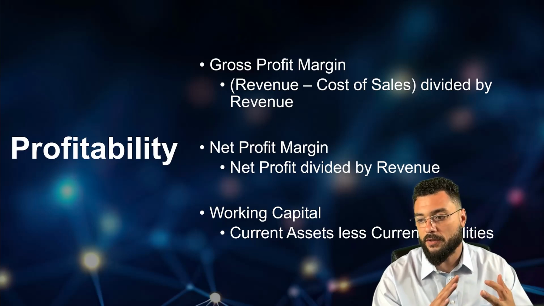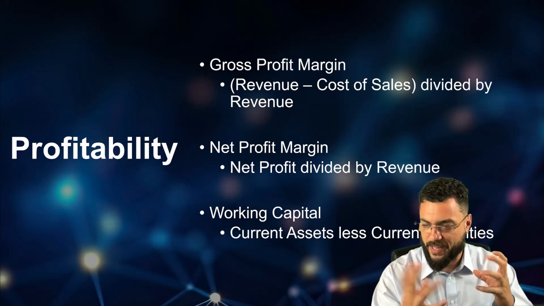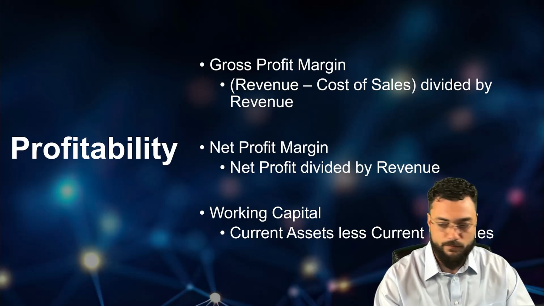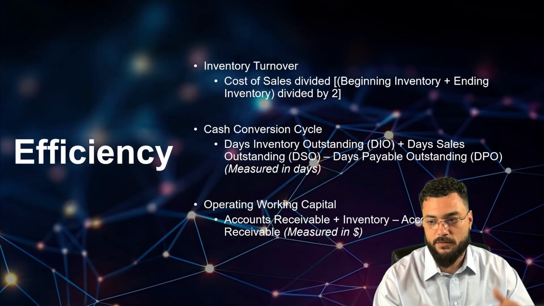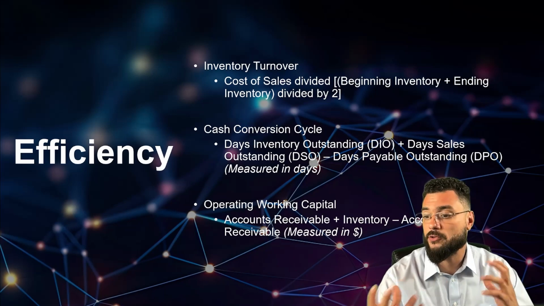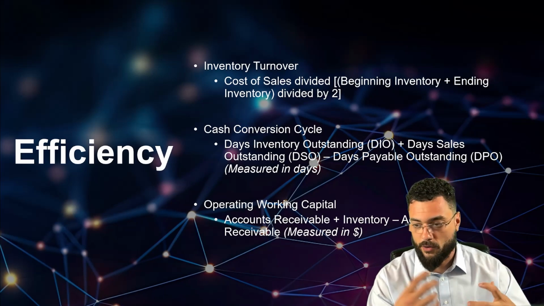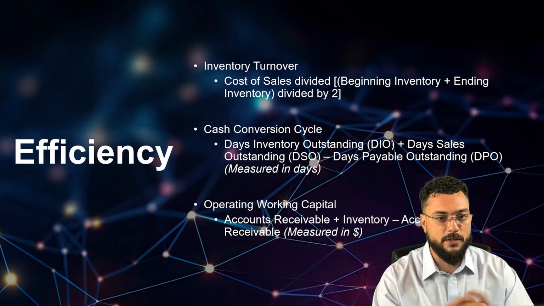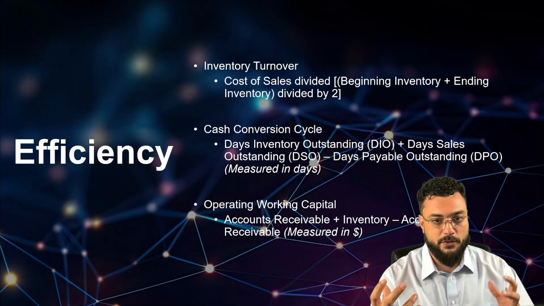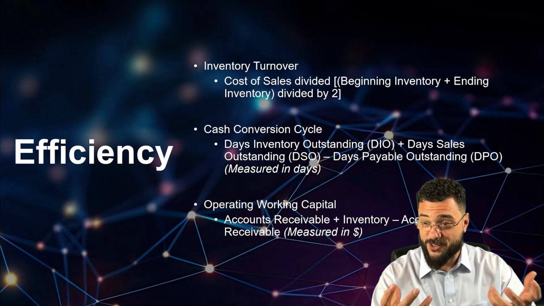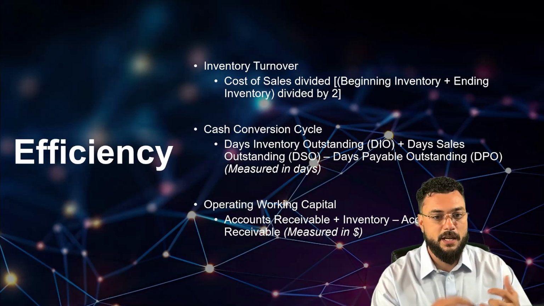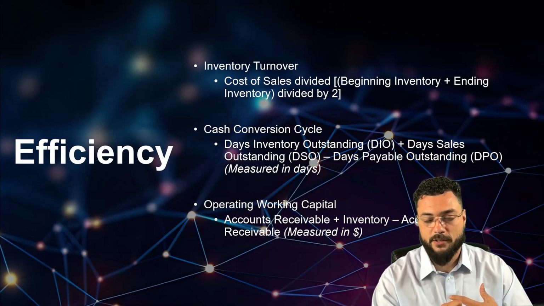Working capital, like the construction example or like the hot sauce example, that cash that's required, right? So it's current assets less current liabilities. Efficiency, so inventory turnover. This is where some of those ratios came into play, cash and inventory, or cash less inventory versus your actual total liabilities. So inventory turnover is cost of sales divided by beginning inventory plus ending inventory divided by 2. So your average, right? Your cash conversion cycle, again, we'll get into this in its own separate video, but days inventory outstanding plus days sales outstanding less days payable outstanding measured in days.